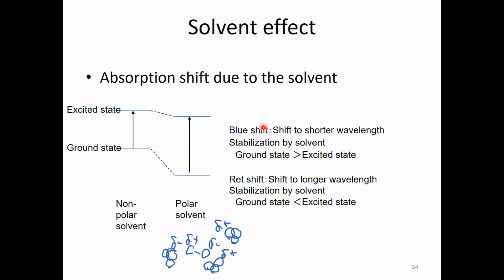On the other hand, if the shift is from this one to this side, so energy becomes smaller. In this case, the wavelengths moves toward the longer wavelengths, which is called red shift. That's a mistake.